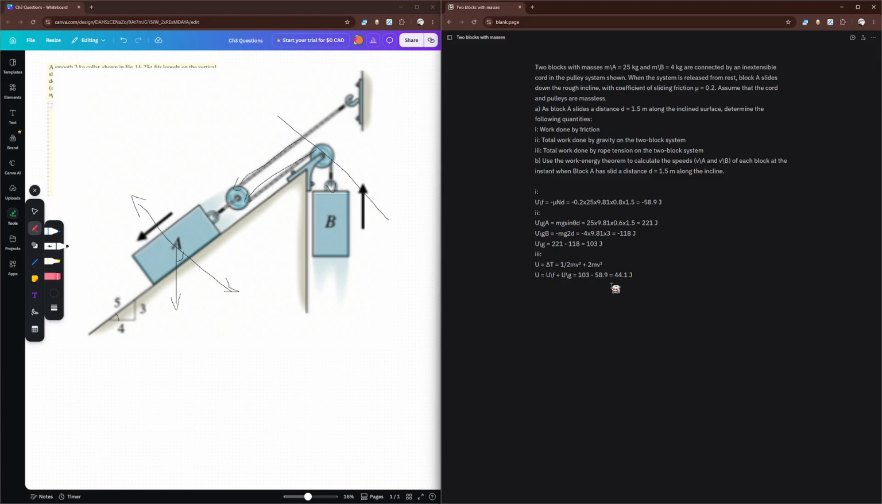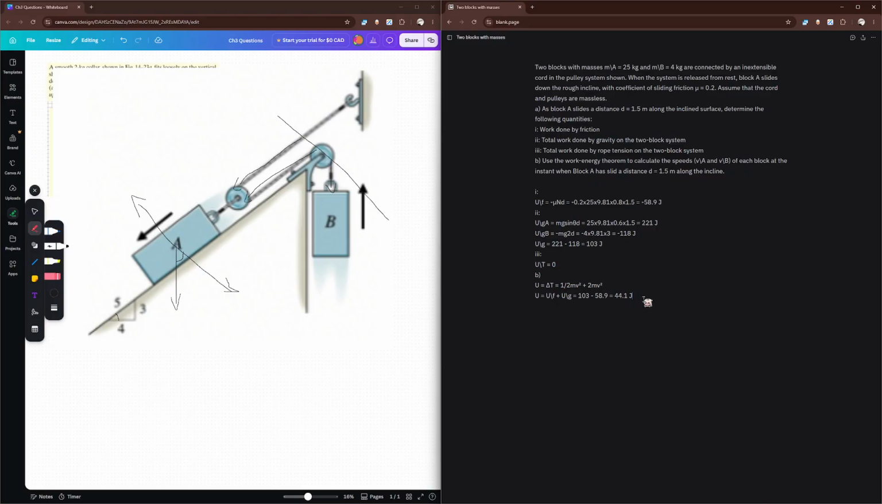So here we're solving for VA. These are both VAs, by the way, but that's fine. Oh wait, I apologize. I skipped ahead to B in my head. This is B. Oops. So for 3, total work done by rope tension, this is just 0, right? So tension is an internal force, so it doesn't have any work. Internal forces don't do work on the system. So here the U of tension is equal to 0, because internal forces don't do work on the system.